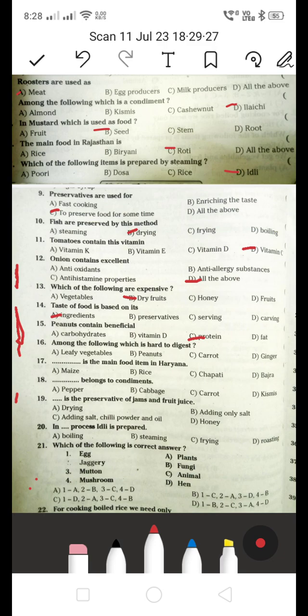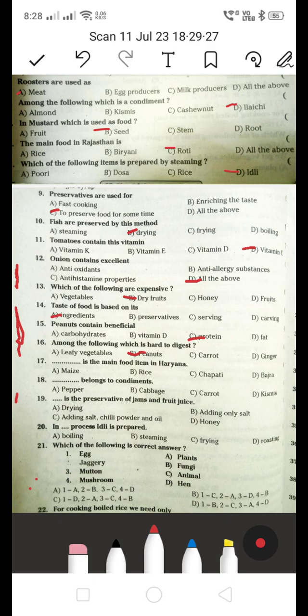Among the following, which is hard to digest? Manaki digest avadaniki hard ga ante time anedi teeskuntadi. It's leafy vegetables, peanuts, carrot, or ginger. Which is the right answer? It's peanuts. Peanuts anedi kontha mandiki digest kadu. It's hard to digest also. That is the right answer, B.